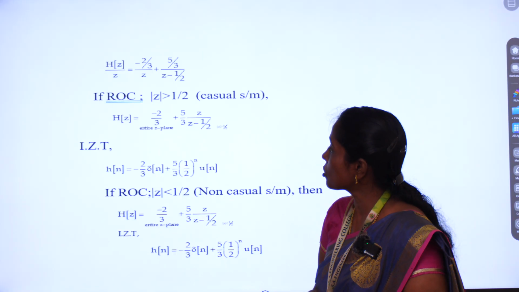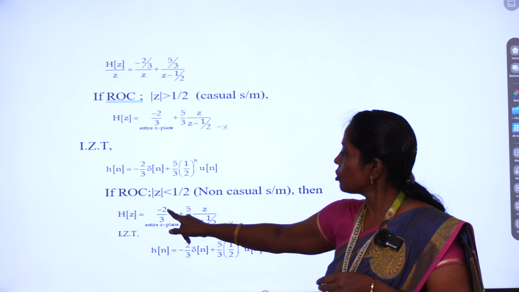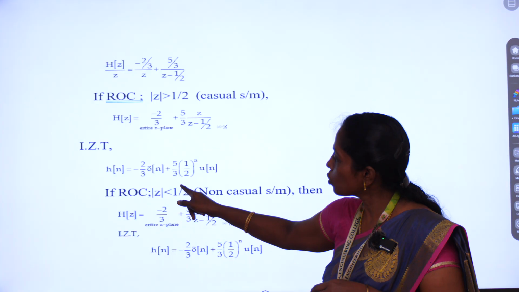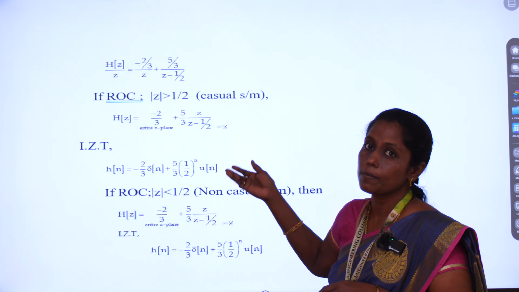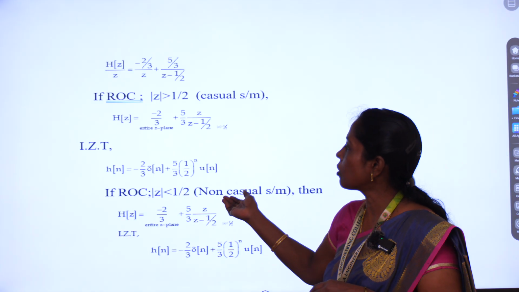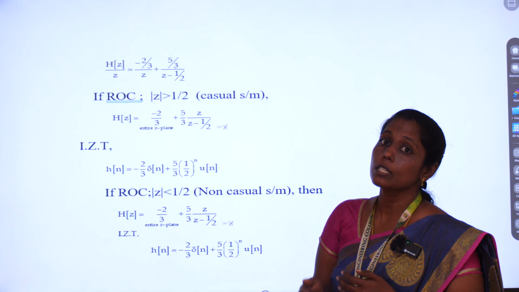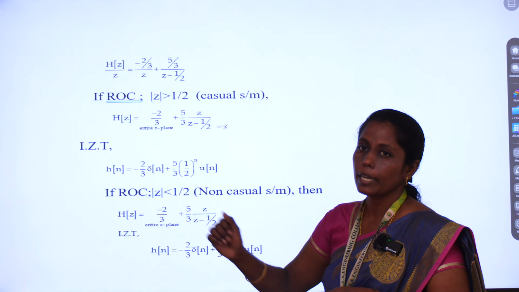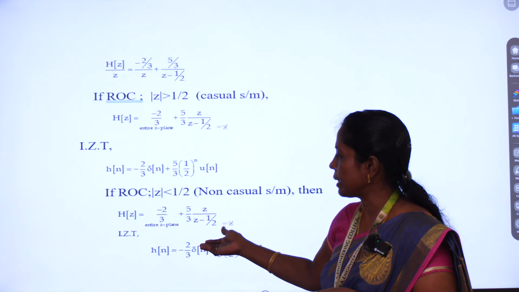Now let us check the next case. The next case is the region of convergence modulus Z less than 1 by 2. If it is less than 1 by 2, what is the system? The system is a non-causal system. So for this non-causal system and this region of convergence condition, let us find the impulse response. To find the impulse response, again we have to apply the inverse Z transform.